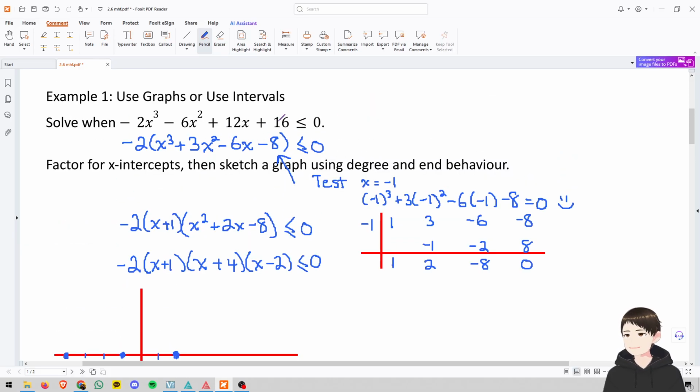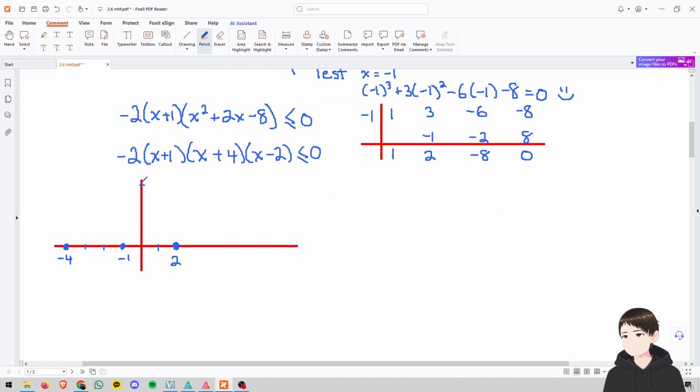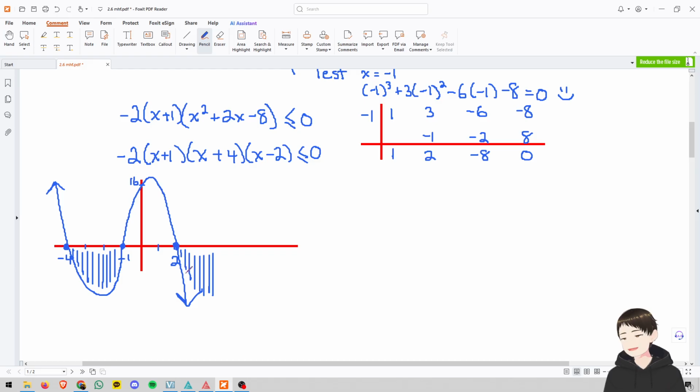My y-intercept is 16. And the leading coefficient is negative, so it's probably going to look something like that. So judging from this, when is this graph less than 0? It's right here. In the interval negative 4 to negative 1, my function is a negative value, a negative y value, under 0. And for any x value 2 or greater, my y value is going to be under 0. It's going to be negative.